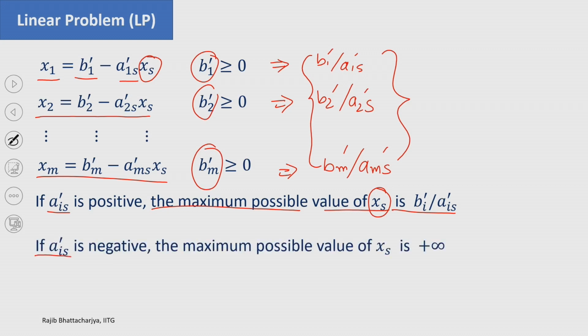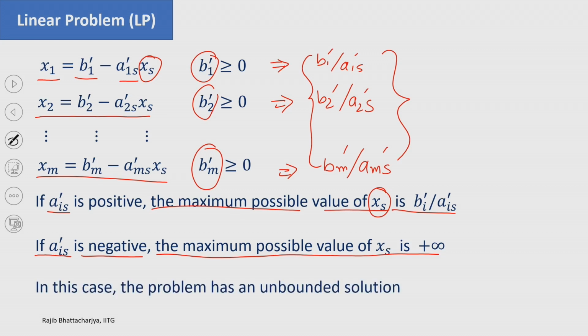So, if a_is' is negative, then the maximum possible value of x_s is infinity. In that case, we can say that the problem has an unbounded solution.